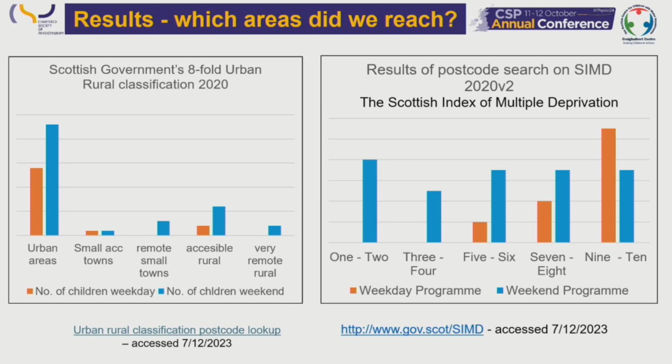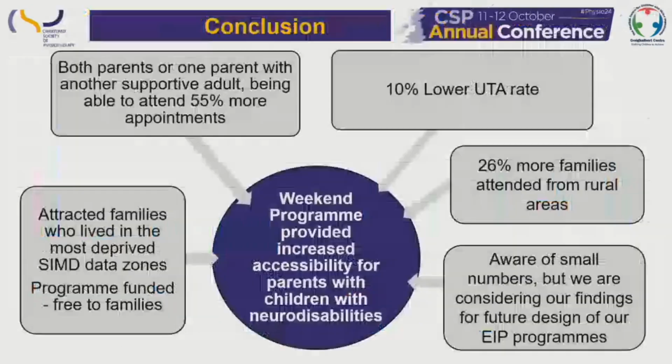In our COVID, when we opened up a little bit, there was one family who did actually say that IKEA was also an attraction. And then the postcode, just to remind you, the data zones 1 and 2 are the most deprived areas, and 9 and 10 are the least deprived areas. And the weekend programme did attract more families from the deprived areas than the weekday.